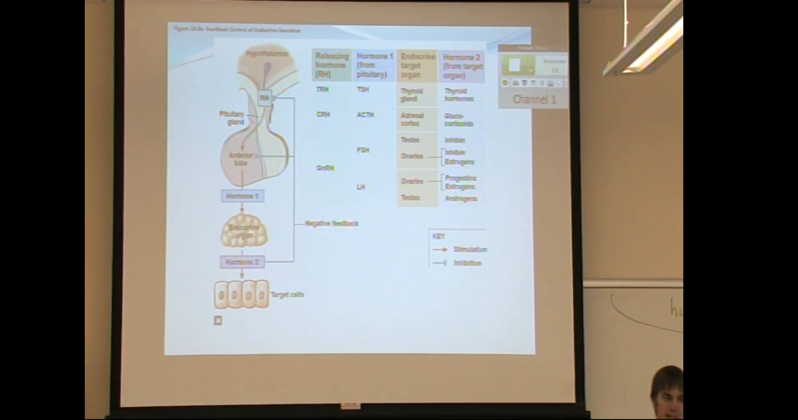So just to know what that means, basically everything in this chapter is negative feedback. Yeah, it's way, way more common, because negative feedback brings you back to homeostasis, which is what you're always trying to do.